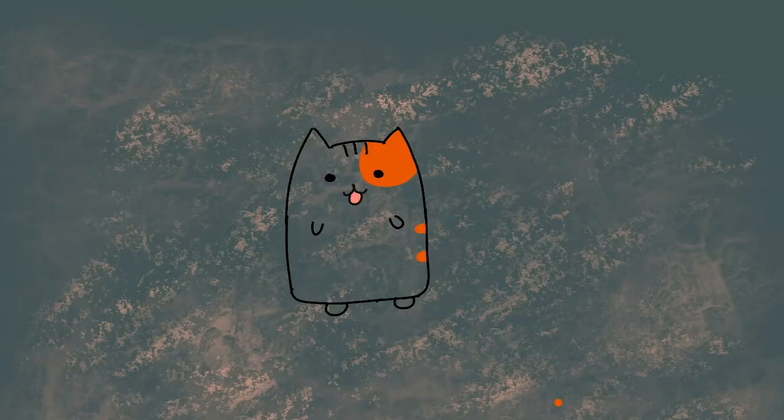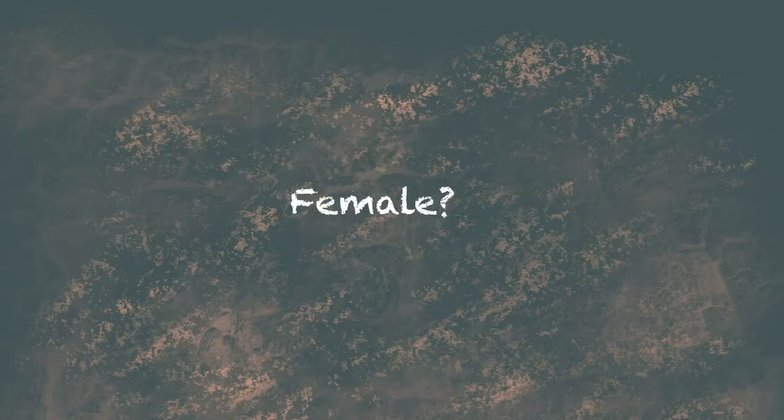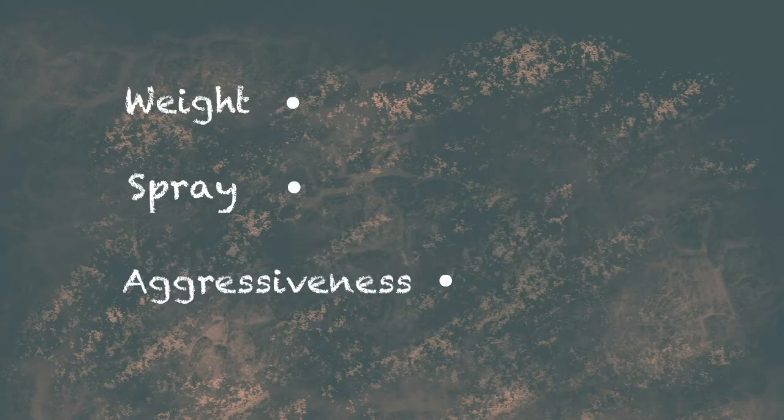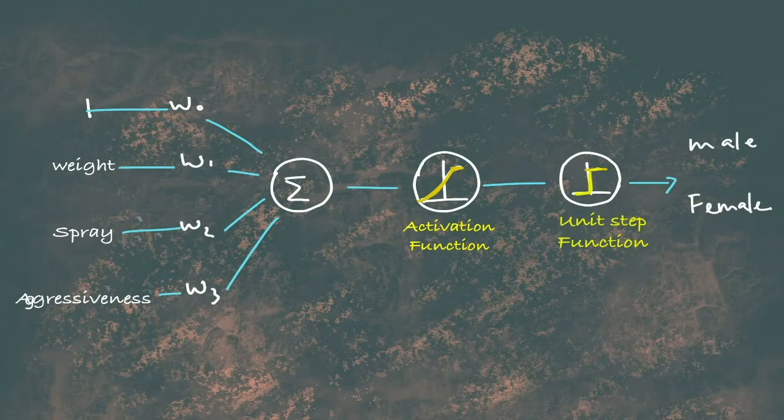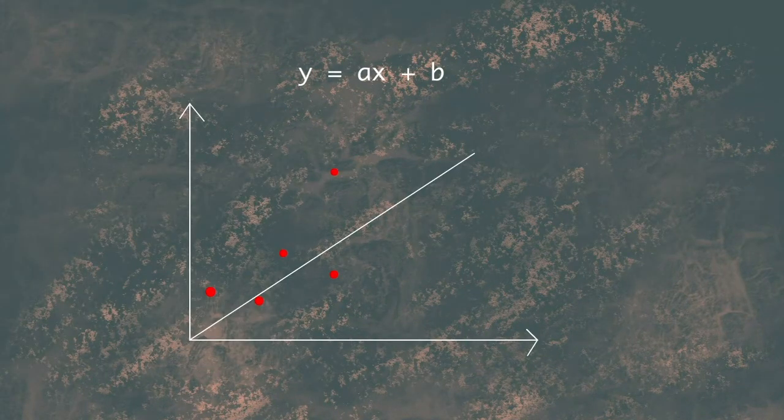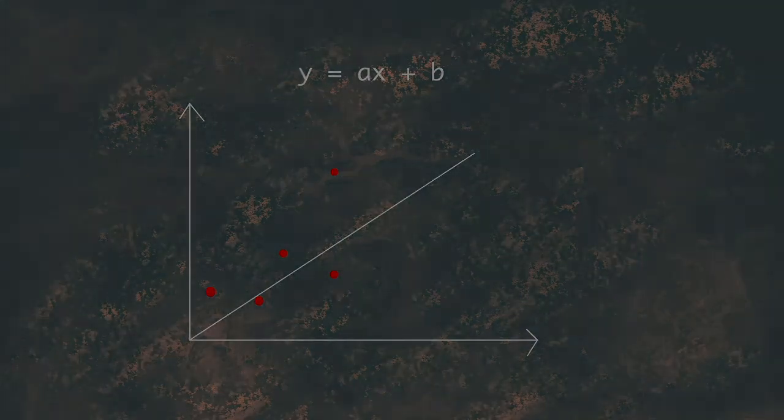Now you collected a bunch of data from cats. You want to know if Alex is a male or a female. You'll have weight, spray, aggressiveness as input variables. For each variable, you multiply it with multiple weights. Weight multiplication at each layer is a linear transformation. Now this model can just get as powerful as a linear regression.